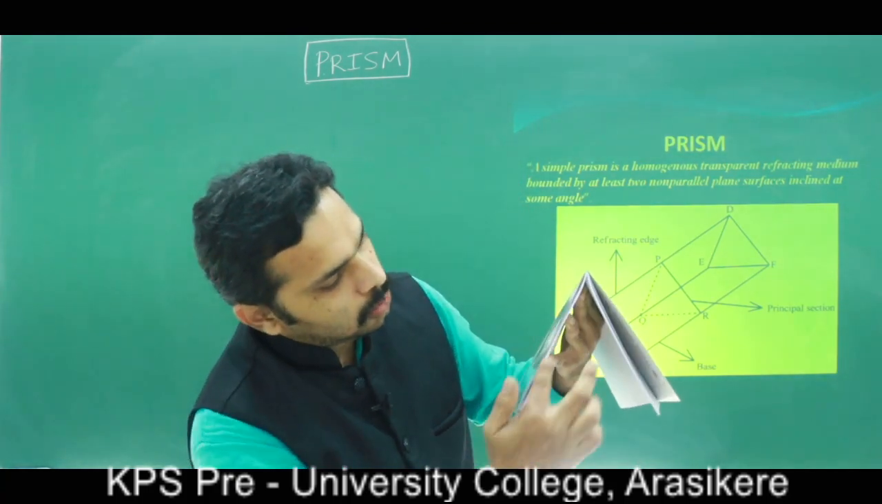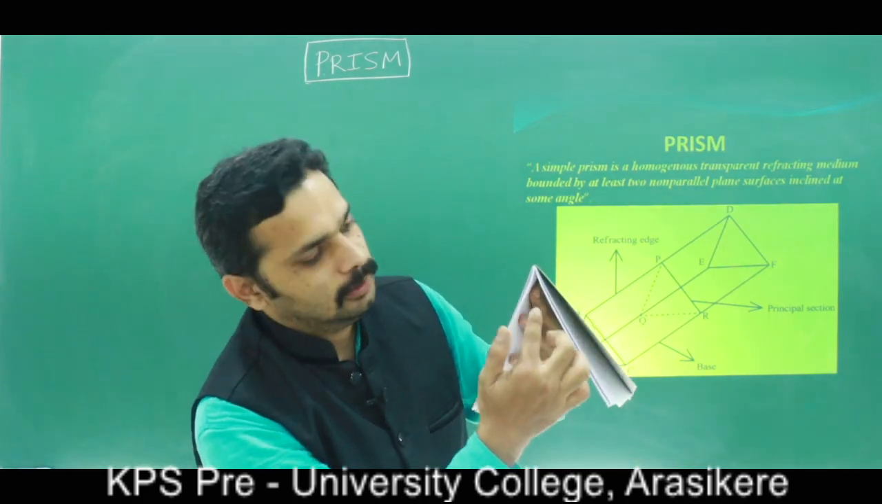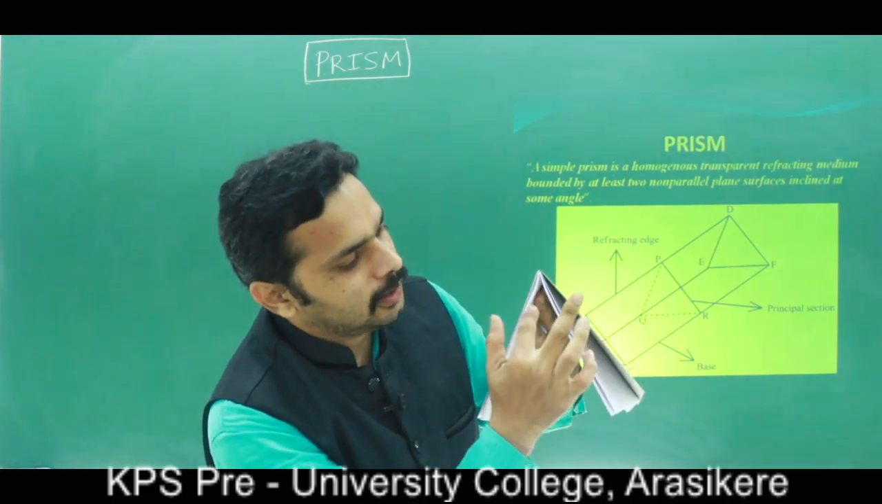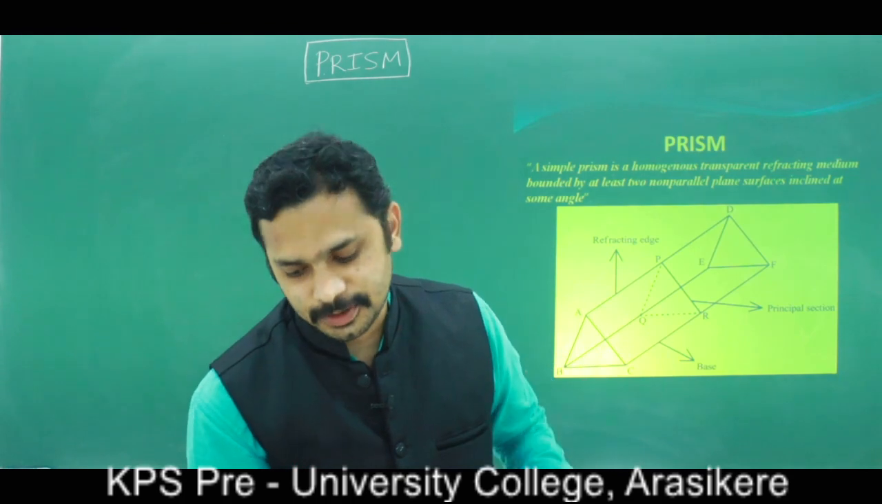The prism also consists of two non-parallel faces tilted at some angle. Look at here, this is one face, this is the other face. In between these two faces there is some angle. This is called the angle of the prism.